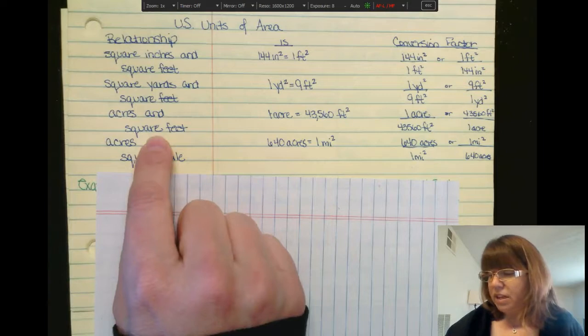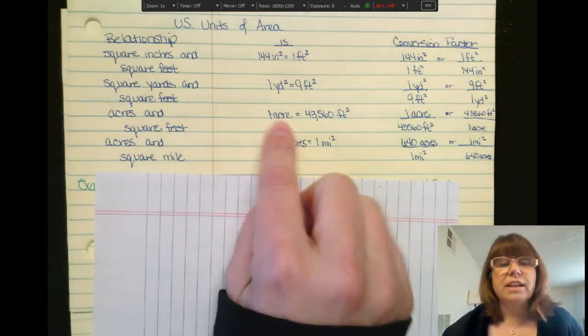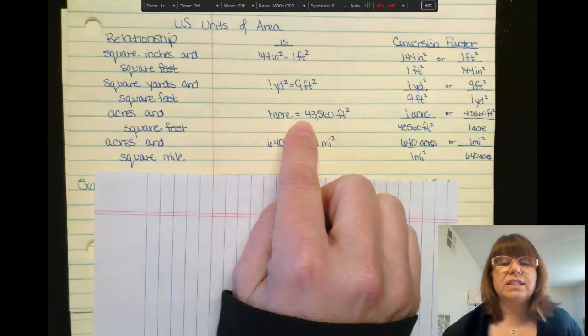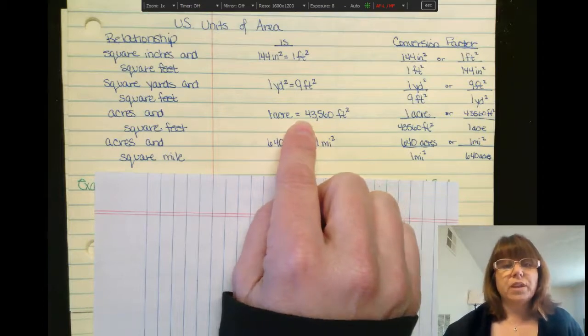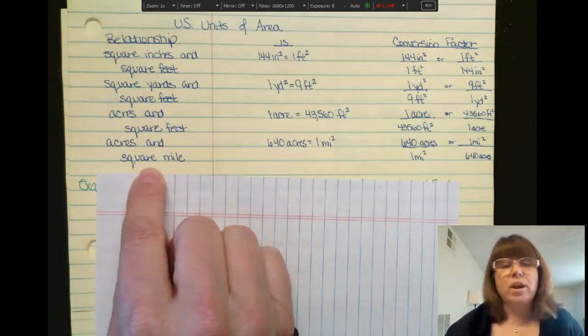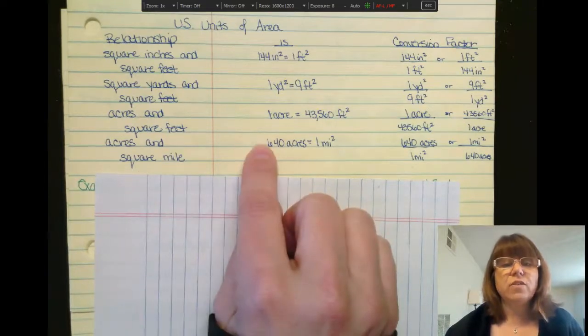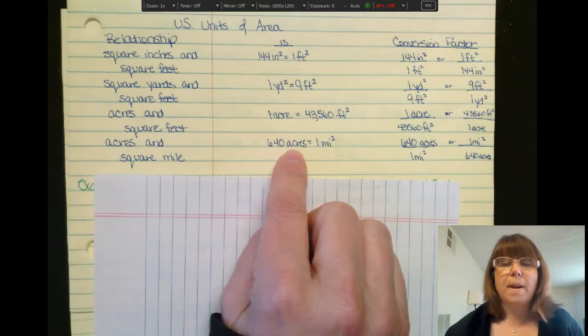Acres and square feet. 1 acre is 43,560 feet squared. Acres and a square mile. There are 640 acres in 1 square mile.